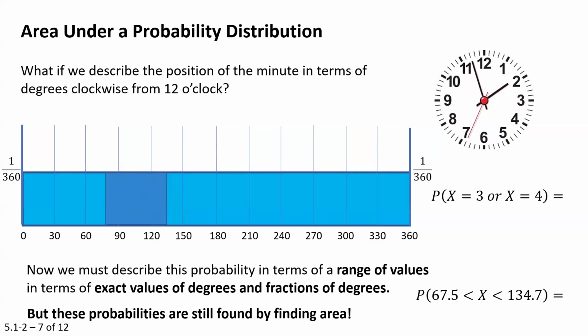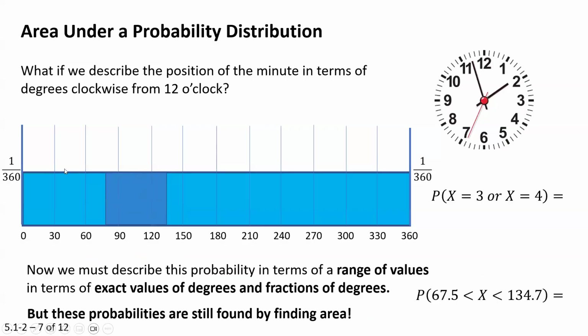Okay, so what if we describe the position of the minute hand in terms of degrees clockwise from 12 o'clock? So this is, see around the circle here, this would be 30 degrees, 60 degrees, 90 degrees, 120 degrees, 150, 180. This goes all the way around. Eventually it's 360 to go all the way around.